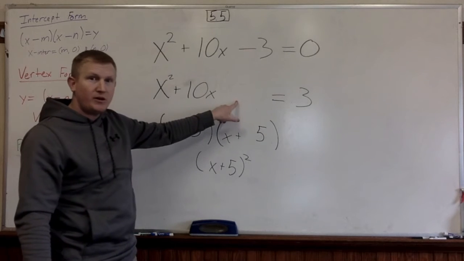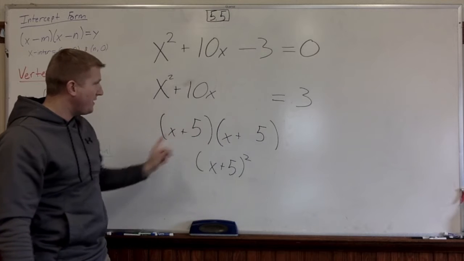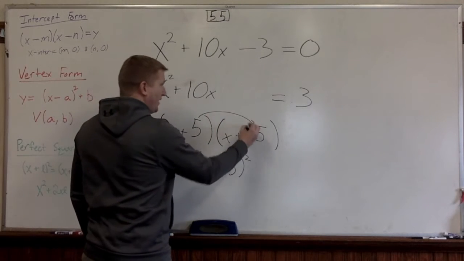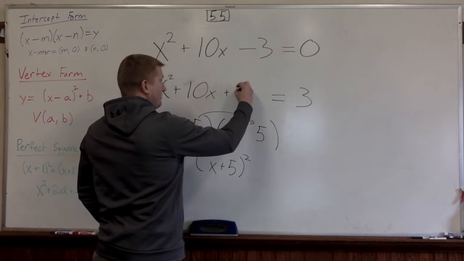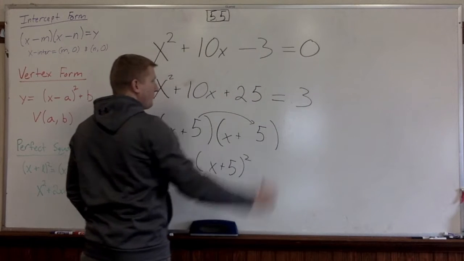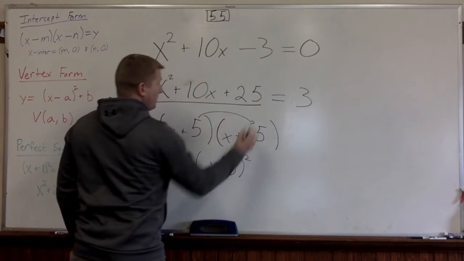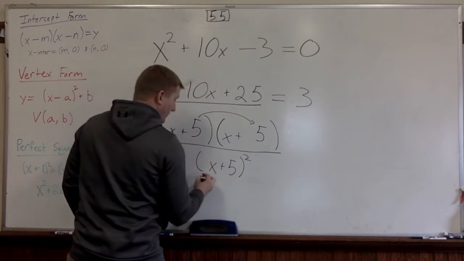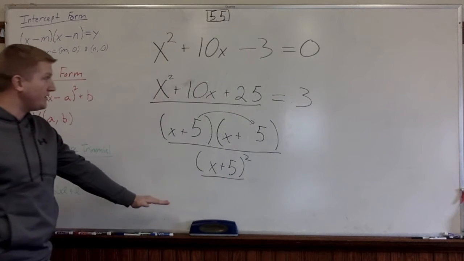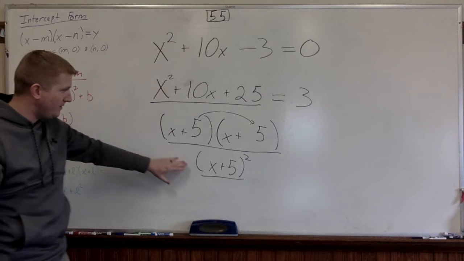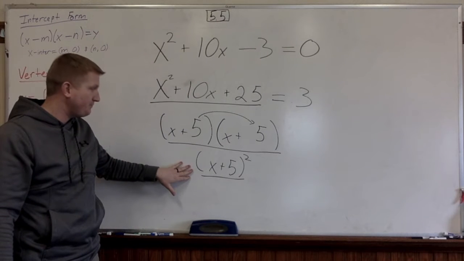What would this number have to be? Well, if you multiply these out, you'd find out that for that last term of the 5 times 5, that's going to be plus 25. Okay? So at this point, this and this, and also this, are all equivalent. We just bent this to fit the form of a perfect square trinomial.